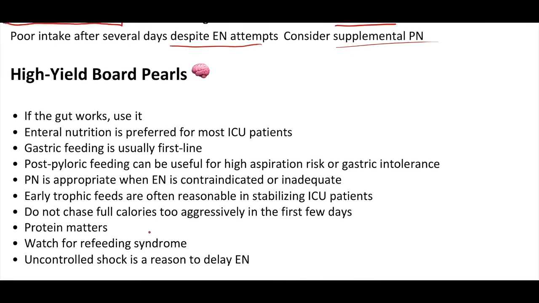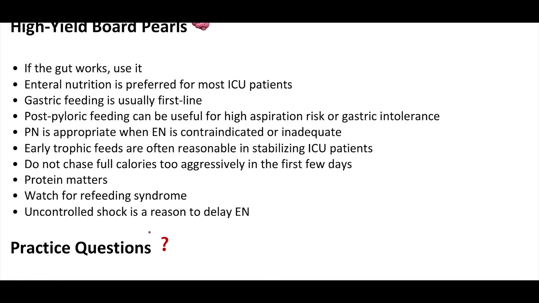All right, some high-yield board pearls. If the gut works, use it. Enteral nutrition is preferred for most ICU patients. Gastric feeding is first line. Post-pyloric feeding is useful in high aspiration risk. Parenteral nutrition is appropriate if enteral nutrition is contraindicated or inadequate, but it does not need to be started immediately unless the patient has severe malnutrition at baseline. Early trophic feeds are often reasonable in patients whose hemodynamics are improving. Do not chase full calories too aggressively in the first few days. Protein matters. Watch for refeeding syndrome. Don't forget about the phosphorus, and delay enteral nutrition in uncontrolled shock.